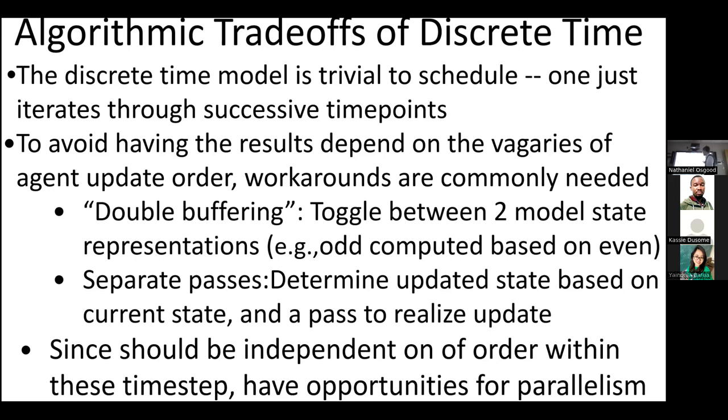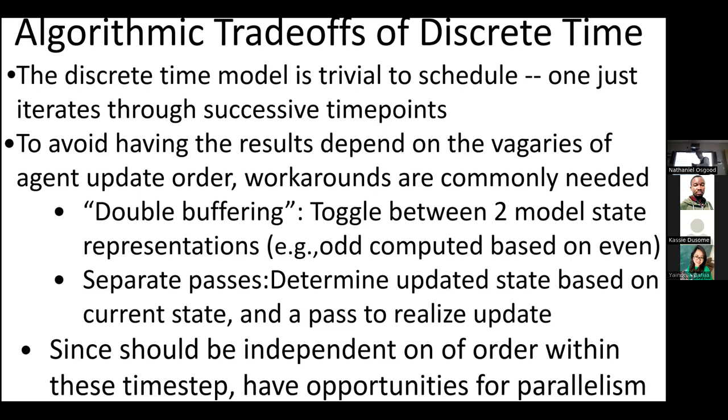So with discrete time, there were two major approaches that I'm going to mention for handling this. One is called double buffering. Basically, you toggle between two representations of the current state. At any given time, you retain the current state, and what you're updating is not the current situation. You're updating what the next situation will be, and then you switch to that next situation as the current one.